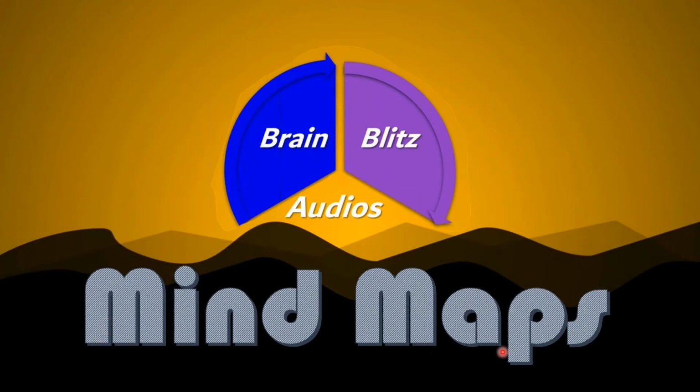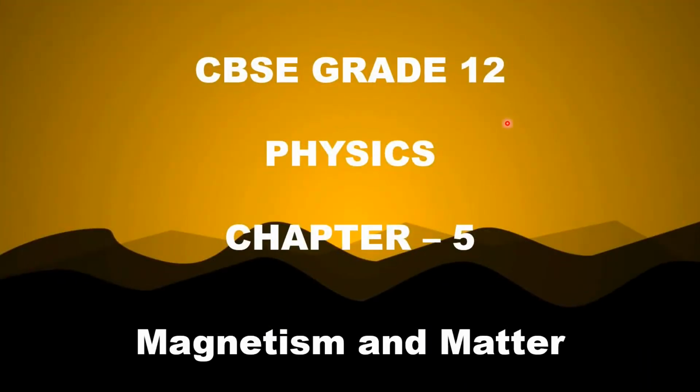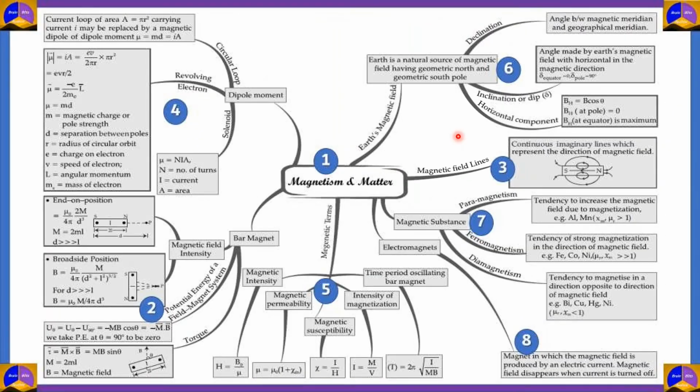Today, in another episode of Mind Maps, we'll be dealing with the fifth chapter in physics of grade 12 CBSE. The chapter that we'll be dealing with is Magnetism and Matter, and as always, we're enlisting the help of a mind map to explain the chapter. Mind maps are really easy tools in order to make last-minute revisions. However, like this one, they can be very extensive. So this video is devoted to explaining this mind map in some detail so that you can find it easier.